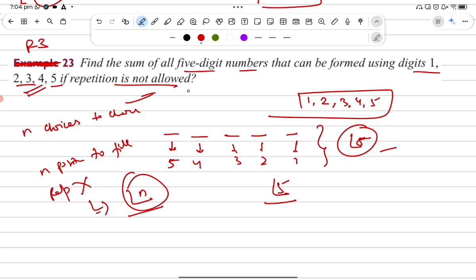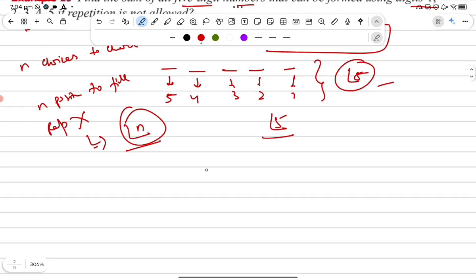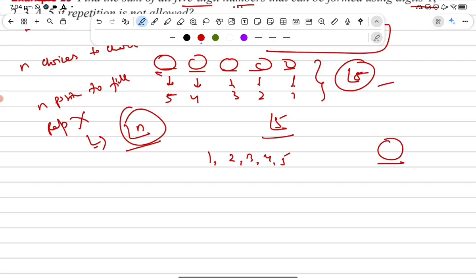Now how are we gonna add these? One thing that I want you to notice is that each of these positions can only have any one of the digits out of 1, 2, 3, 4, and 5. There wouldn't be any other digit, right? So let's just focus on one of the positions. Let's say this one, all right? And whatever observation we make for this one, it will also be applicable for the rest of these.